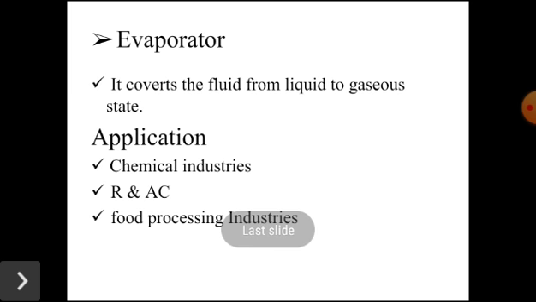Then finally, the evaporator. It is one type of heat exchanger. Here the fluid entering the tube will initially be in a liquid state, and finally at the outlet it will be in a gaseous state. Application: normally in chemical industries you can see evaporators, and normally in a refrigerator you can see the evaporator at the back of the refrigerator. The food processing industry also contains evaporators.